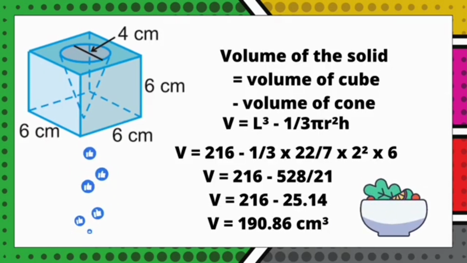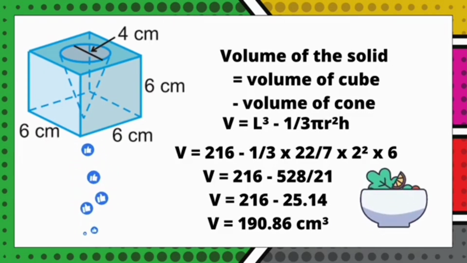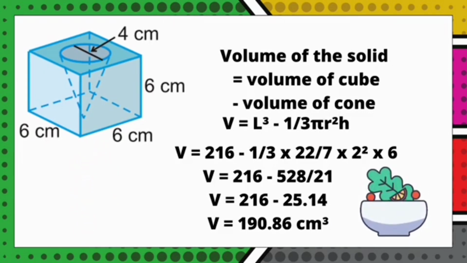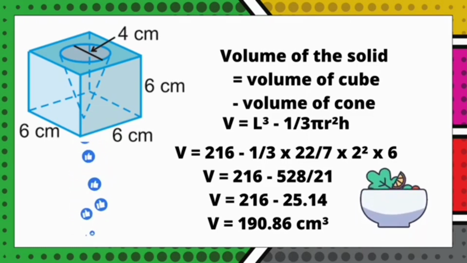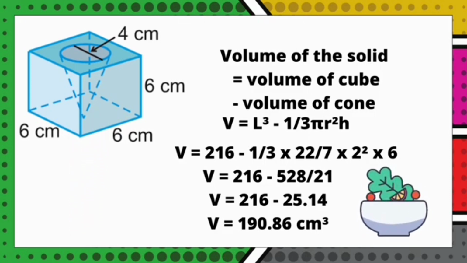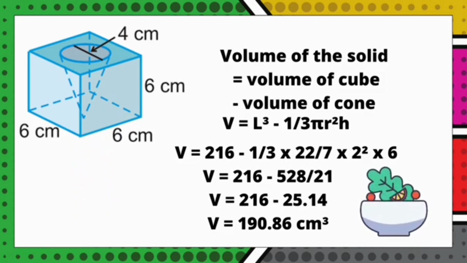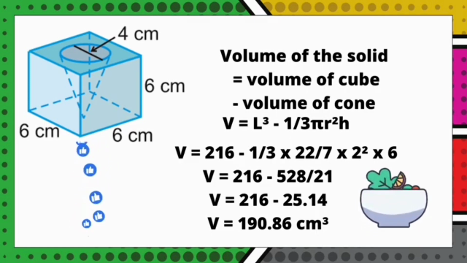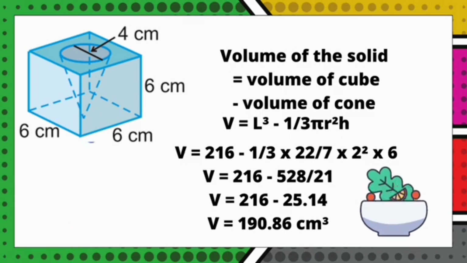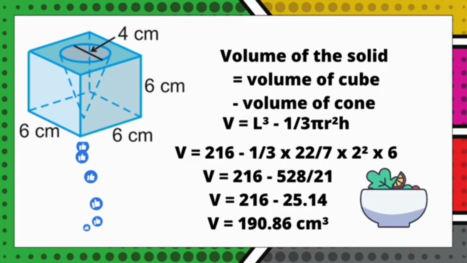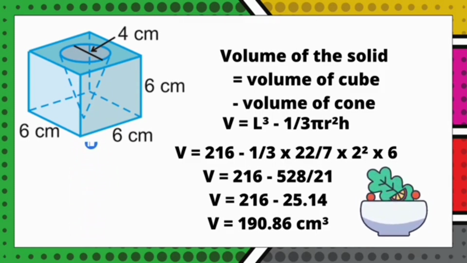The volume of the hollow compound solid is the volume of the cube minus the volume of the cone. The volume of the cube is the length of the side raised to power 3, while the volume of the cone is 1/3 times pi radius squared height. The base radius of the cone is half of the base diameter, which is 2 centimeters. When you substitute your values into the formula and you calculate, the volume of the hollow compound solid is 190.86 centimeters cube.